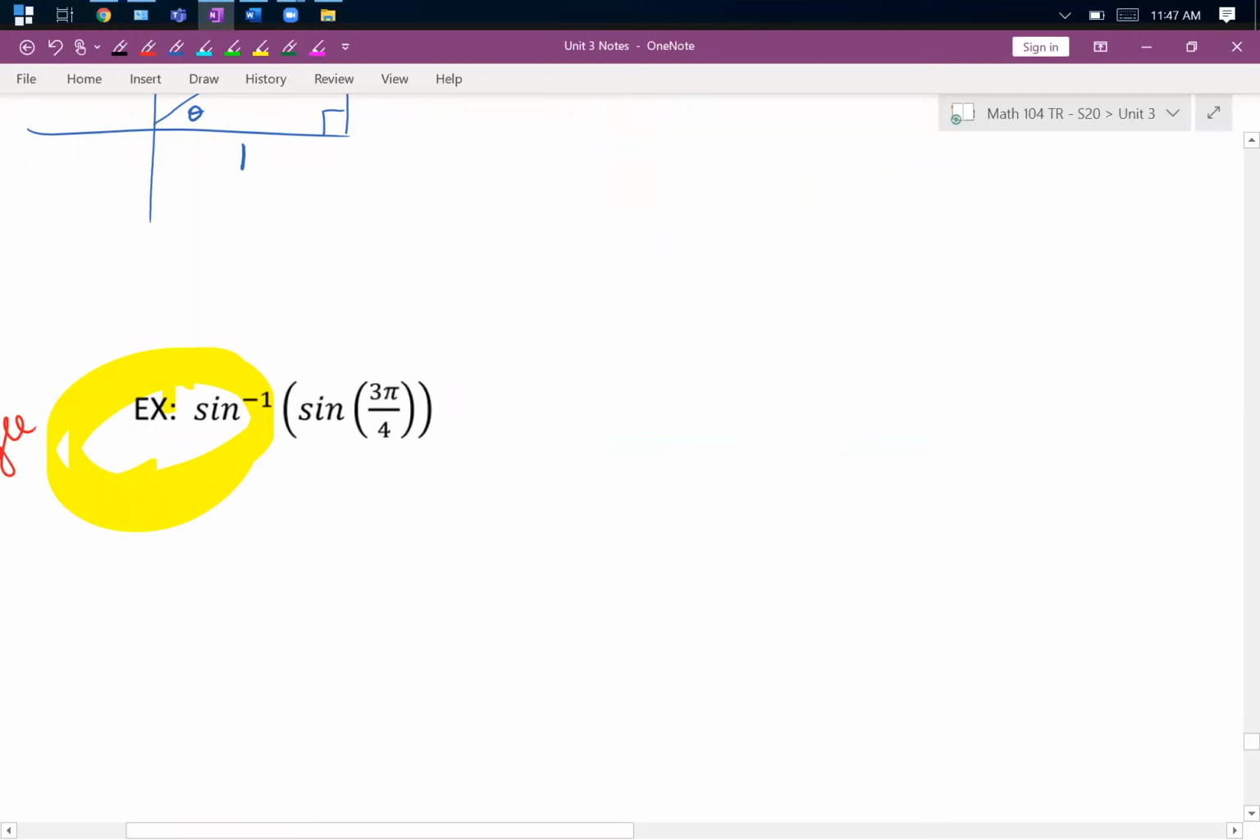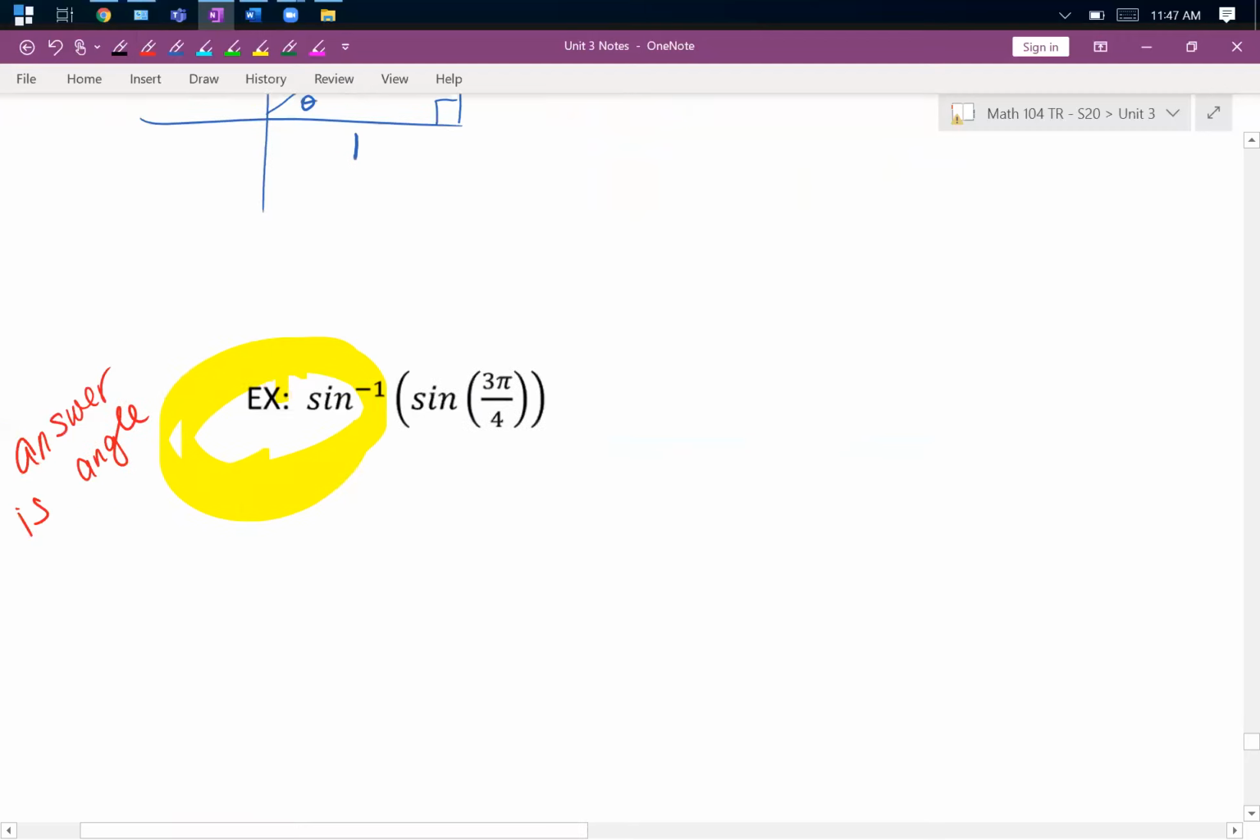Now this one's a little bit different because the inside function is not the inverse. Our final answer is going to be an angle. We will just evaluate what's here in the inside, and then we'll do the inverse of whatever that result is. So we're going to start by evaluating this. What is sine of 3 pi over 4?